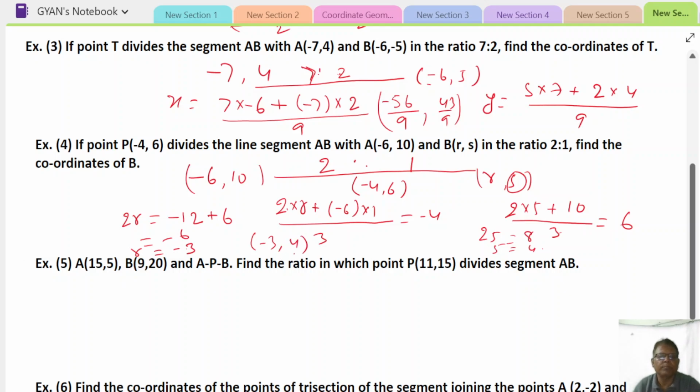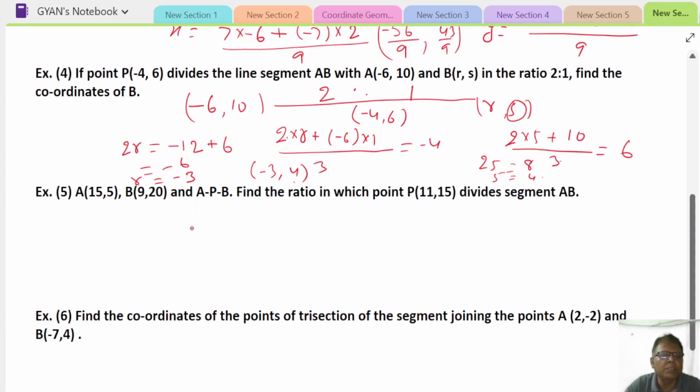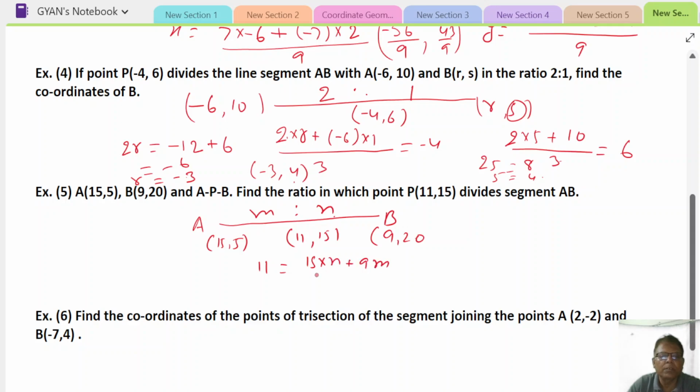And the fifth question, here you have to find the ratio. So A and B are given. A is (15, 5) and B is (9, 1). And you have to find the ratio M is to N. The coordinate given is (11, 15). So 11 is equal to 15 into N plus 9 into M, divided by M plus N.